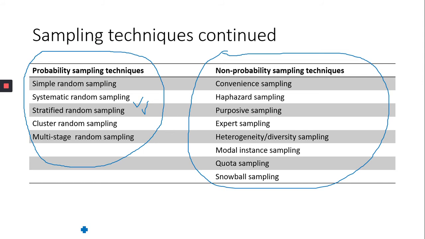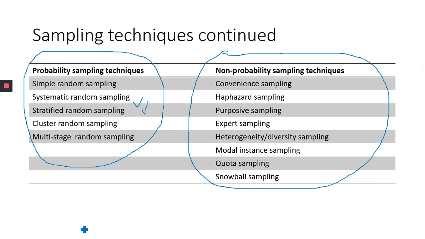It's not simple random, it's not systematic, it's not stratified, it's not cluster. That is expert. Then we have heterogeneity or diversity sampling. I want you to take note of that. We select our sample in such a way that we include each and every member from the diverse group. But of course, go through to understand the literature behind each of these.